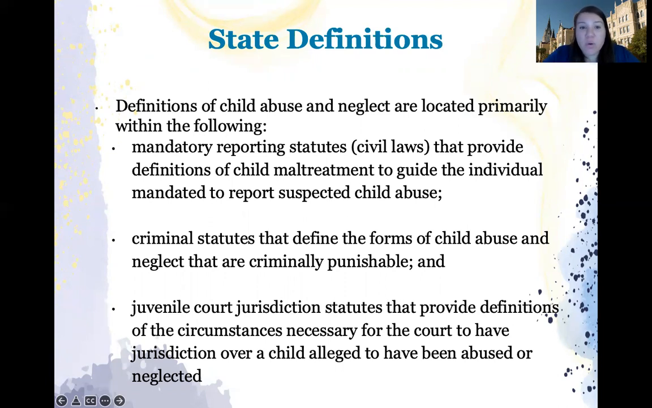There are mandatory reporting statutes that provide definitions of child maltreatment. There are criminal statutes that define forms of child abuse and neglect that are criminally enforceable or criminally punishable. And then there's the juvenile court that has specific statutes as well that provide definitions necessary for the court to have jurisdiction over a child who has been abused.